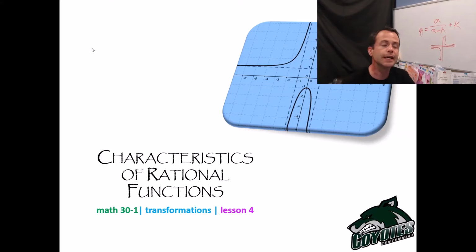Now, today though, what we're going to do is look at what I would call more a factored form of a rational function. And we're going to actually discover how each factor, whether it's on the top of the fraction, or on the bottom of the fraction, or on both the top and the bottom of a fraction, actually creates a different visual aspect of the graph.